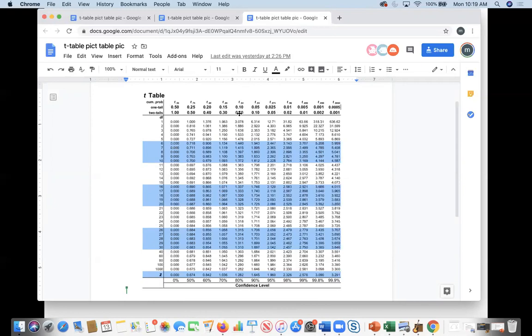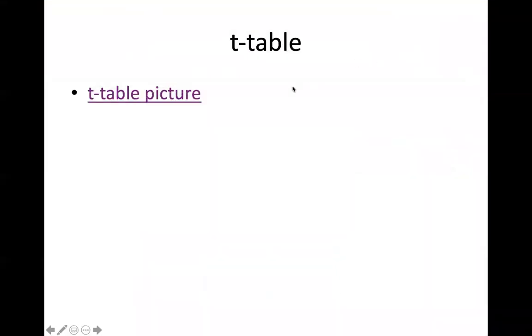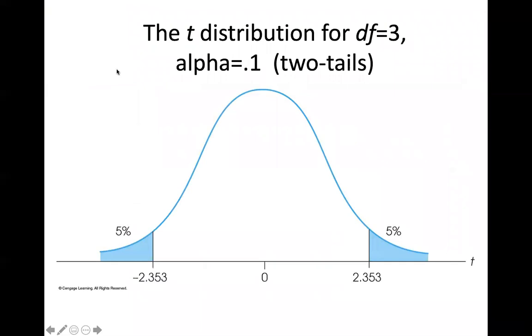So for instance, I'll just go to an example before we actually dig into that. So that's the t-table. Let's do an example right here. Here is a t-distribution for degrees of freedom equals 3, which means our sample size is 4. So we have a small sample of 4. We're using an alpha of 0.1, which means our alpha is 10%. This is an alpha value which in psychology at least is very uncommon. I don't think I've ever seen a published study with this, but nevertheless, it's a potential alpha that could exist mathematically.